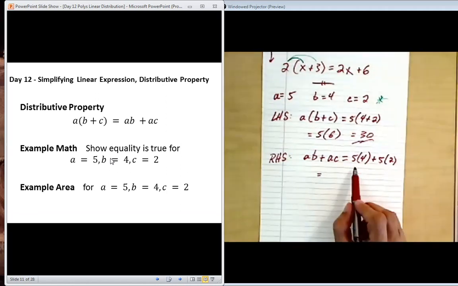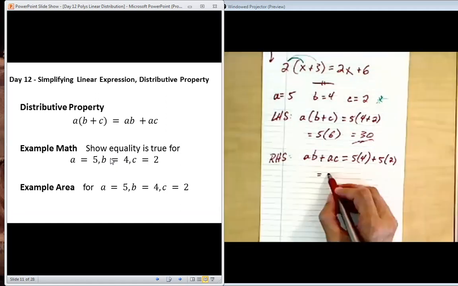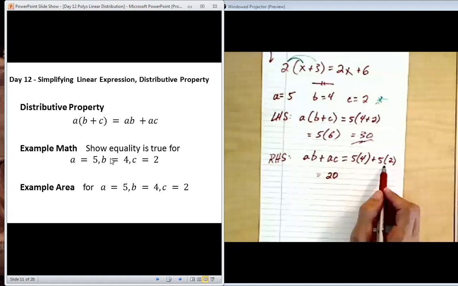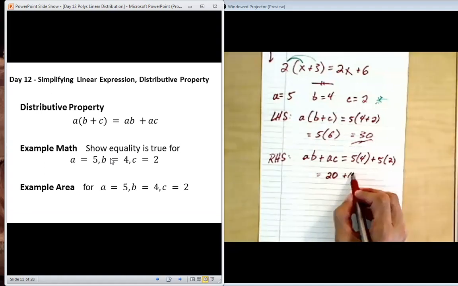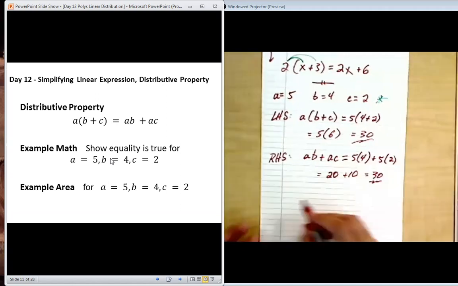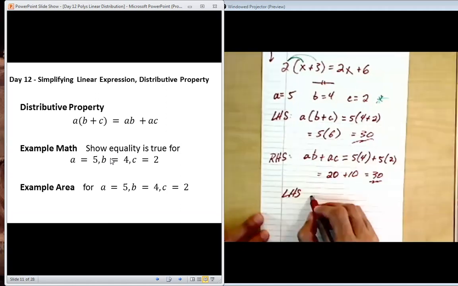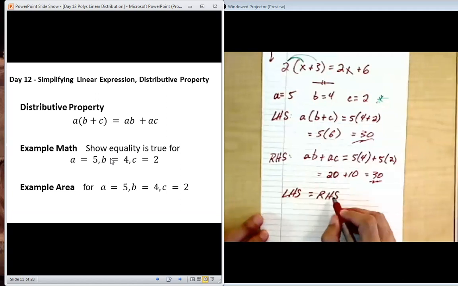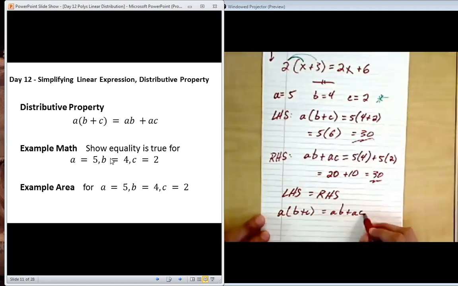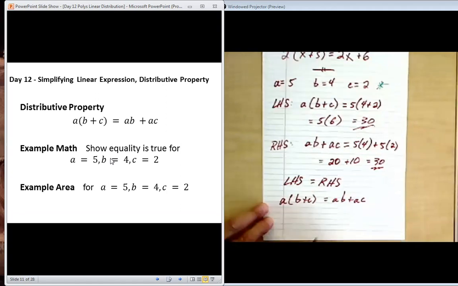Let's see. 5 times 4. 20. Yeah, good. 5 times 2. Nice, 10. Final answer? 30. See? So that means the left-hand side is equal to the right-hand side. That means it's telling you truths, not telling you lies. A times (B plus C) is the same thing as AB plus AC, like that.